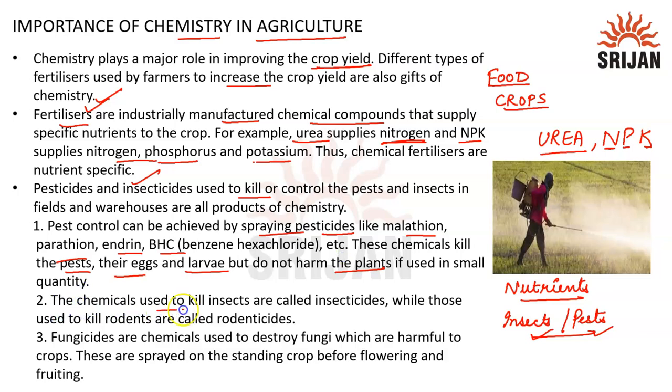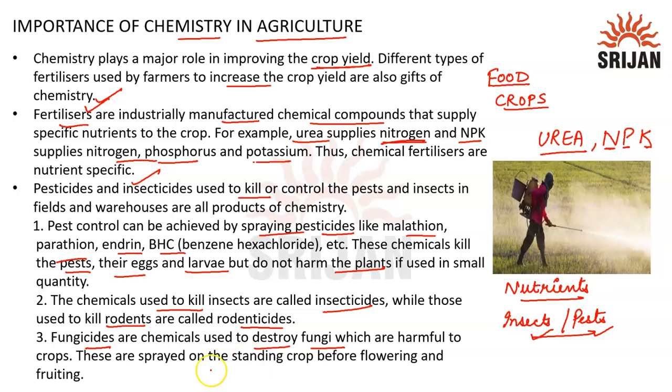Then again, the chemicals used to kill insects are called insecticides, and the ones that are used to kill rodents, like we have mouse and all, are called rodenticides. So these are again all chemicals. Then fungicides are the chemicals used to destroy fungi which are harmful to the crops.